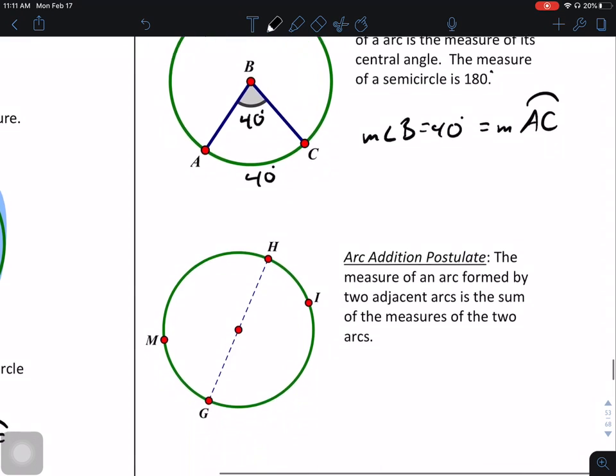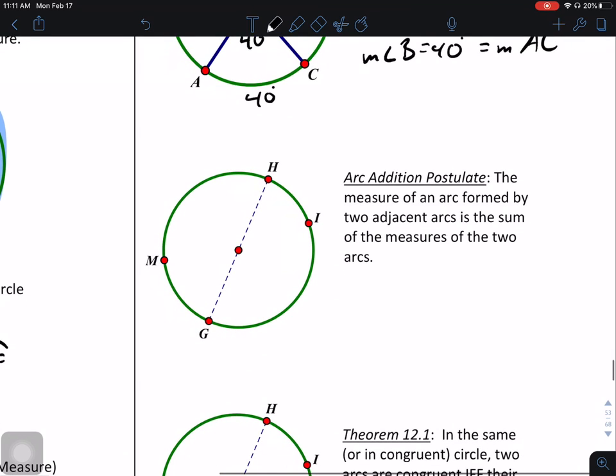Arc addition postulate is exactly what it sounds like. The measure of an arc formed by two adjacent arcs is the sum of the measures of the two arcs.